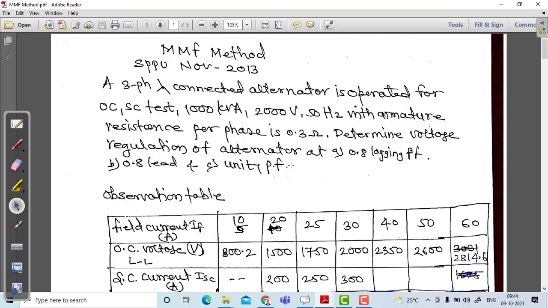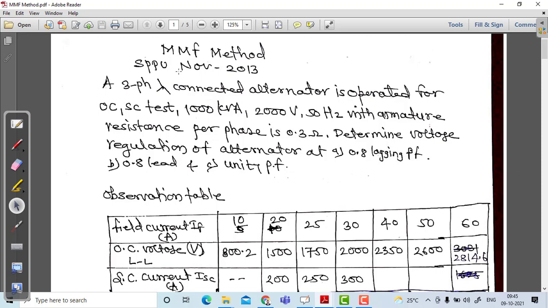Hello, good morning to everyone. Myself, Dr. Mahadev Unde, Professor in Electrical Engineering, Zeal College of Engineering and Research, Pune. In a previous video lecture, we have learned the MMF method of finding the voltage regulation of alternator. In today's video lecture, we are going to solve one numerical based on the MMF method of finding the voltage regulation of the alternator. Let us have the numerical.